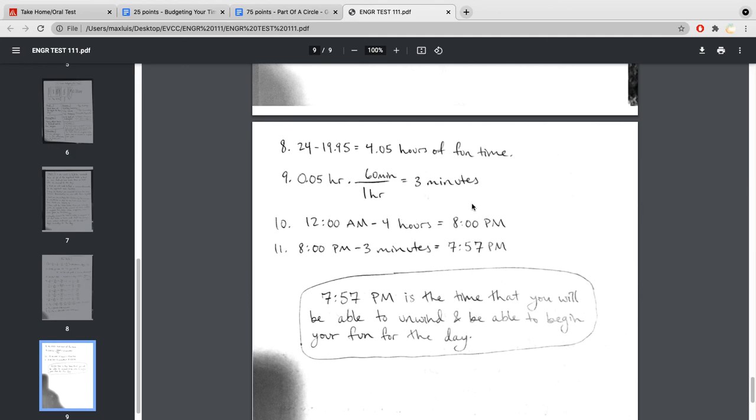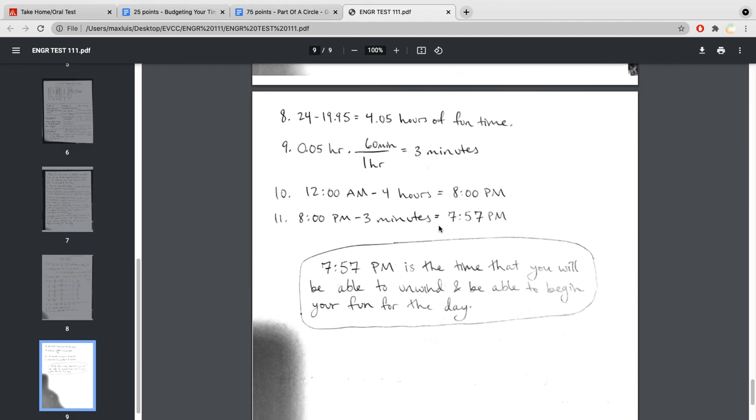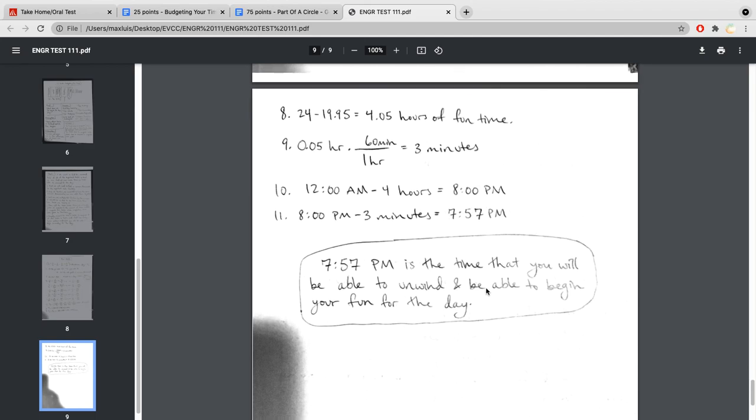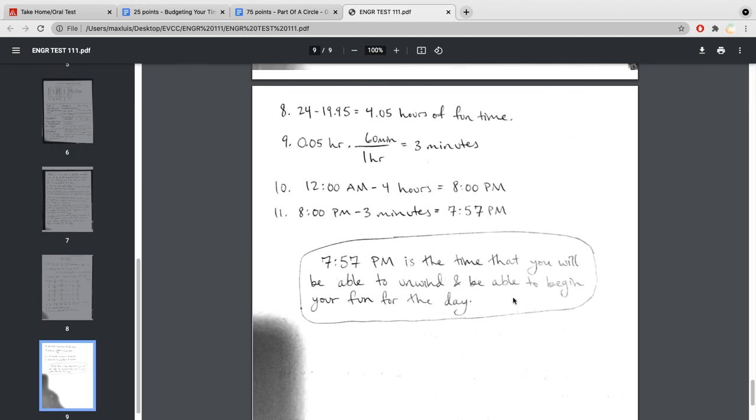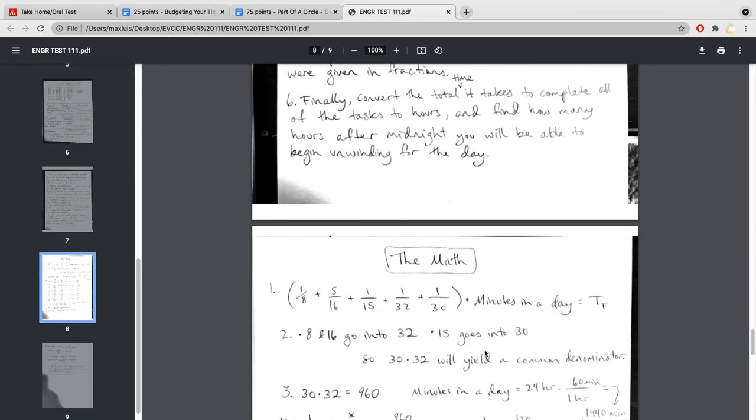The time before midnight is when you're having your fun, so you subtract 4 hours here, and you get fun time begins at 8 p.m. But then you're like, oh wait, I need to factor in the minutes, which is 3 minutes. So you subtract 3 more minutes from 8 p.m., and you get that fun time begins at 7:57 p.m. And right down here I put 7:57 p.m. is the time that you'll be able to unwind and be able to begin your fun for the day. And that is that problem. I'll wrap it up.